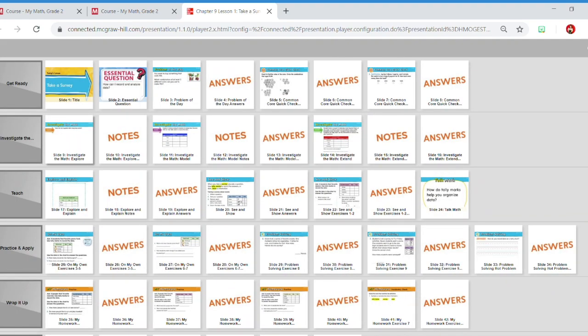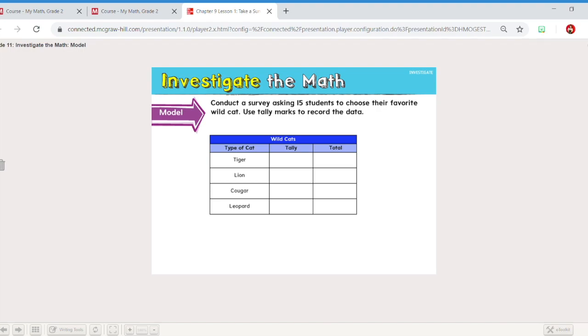So let's actually jump on forward and practice another problem here. It says if we're going to conduct a survey and ask 15 students to choose their favorite wildcat and use tally marks to record the data. Remember, data is the same as information. Because I don't have 15 students here, I'm going to use my 15 imaginary students and keep track of what we vote for. So let's say we have 2, tigers are popular.